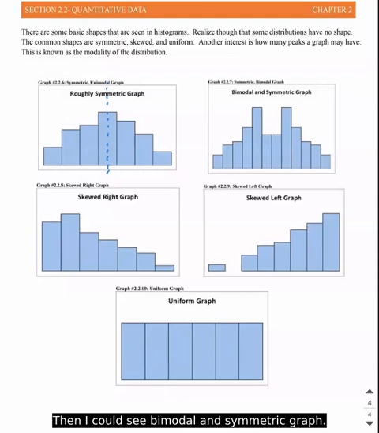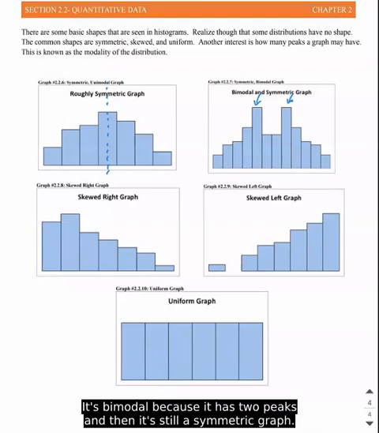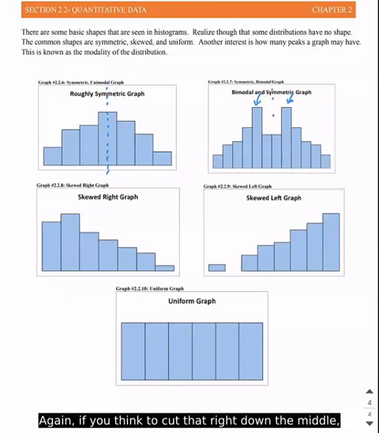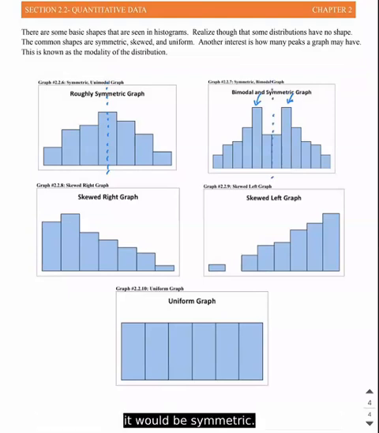Then I see a bimodal and symmetric graph. It's called bimodal because I have two peaks, right? We'll talk about modes a little bit later as well. So it's bimodal because it has two peaks, and then it's still a symmetric graph, right? Again, if you cut that right down the middle, it would be symmetric.